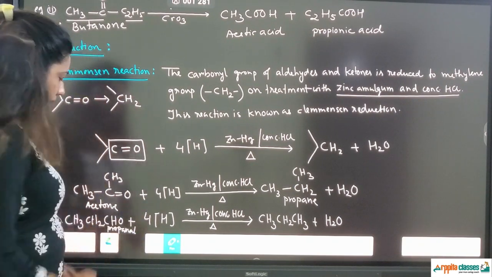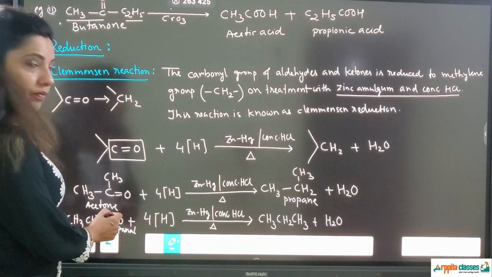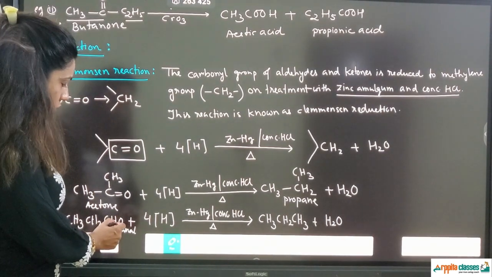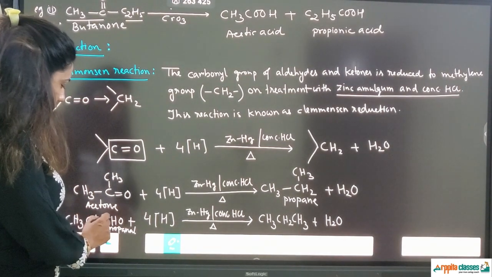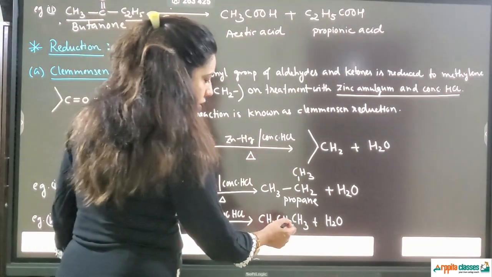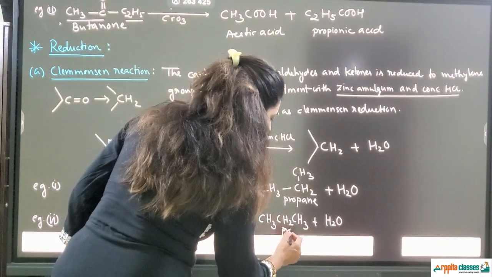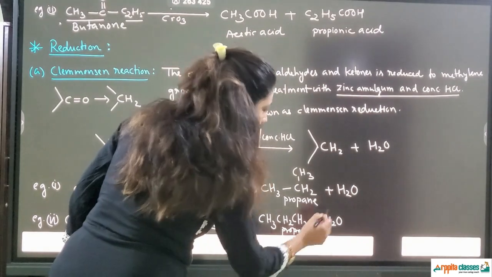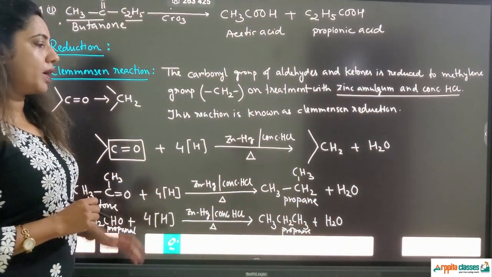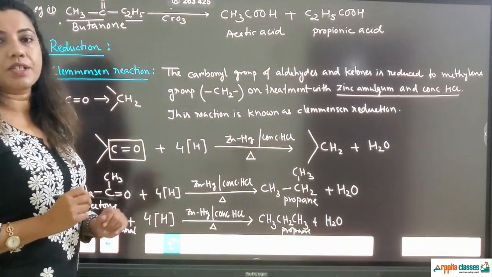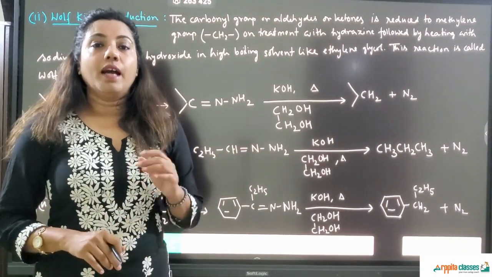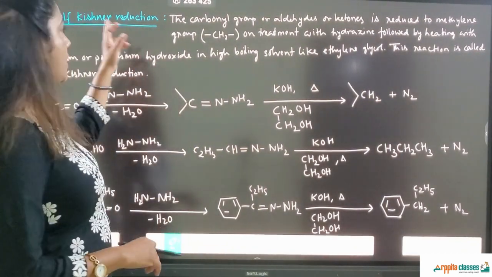Aldehyde with 3 carbon atoms, propanal. So this oxygen will be substituted by 2 hydrogens. So CH3, CH2, CH3. That's your propane with 1 molecule of water. So this is called the Clemmensen reduction reaction. Another reduction reaction is Wolff-Kishner reduction.